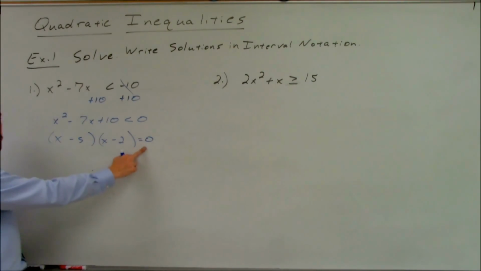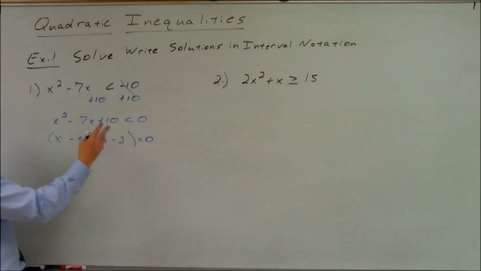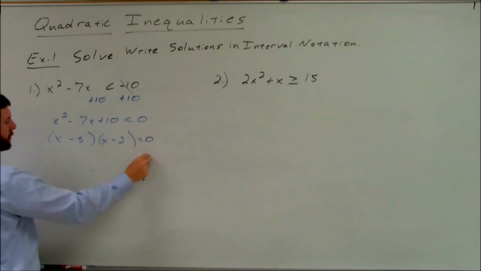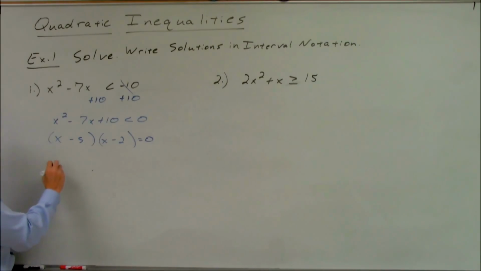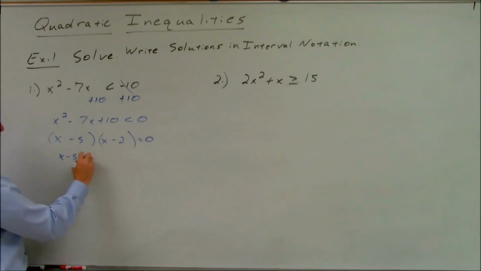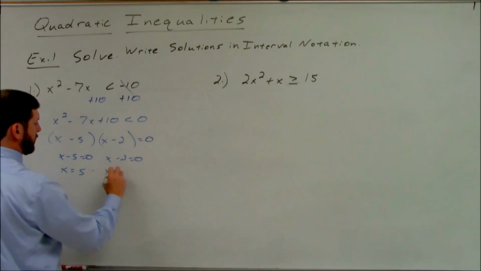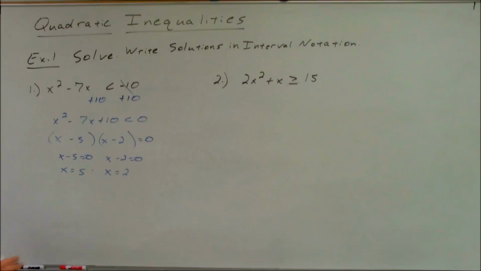Remember, I'm looking at equals right now because I want to know what those critical values are. So I don't need the inequality at the moment when I'm finding the critical values. Set each factor equal to 0: x equals 5, x equals 2. So there's your critical values.